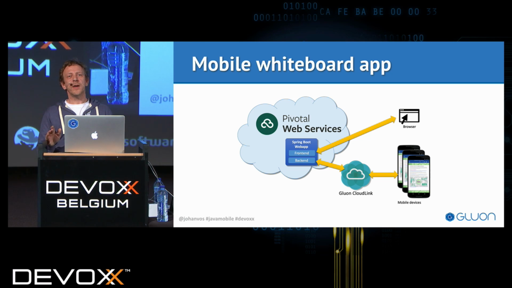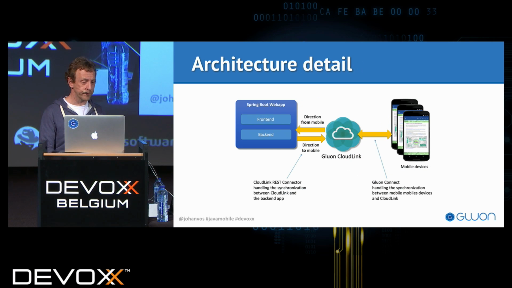It may be a bit overkill for this very simple application to do it this way, but it demonstrates the usage of an MBAS in the middle. I will zoom in on the bottom part of the new part of the application. So CloudLink is the bridge in the middle between your Spring Boot web application or any enterprise application and the mobile devices. And we have three arrows there.